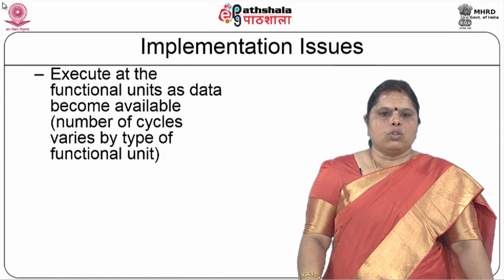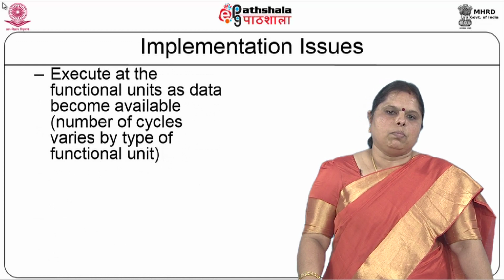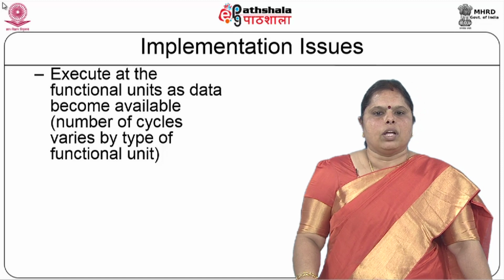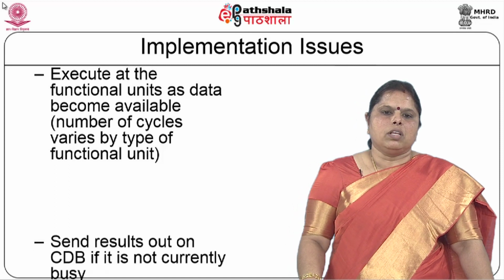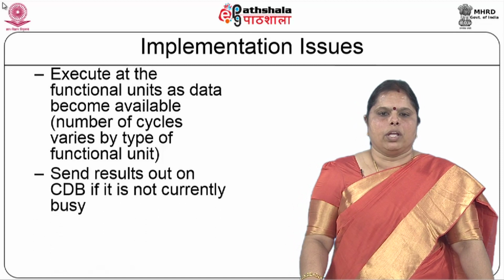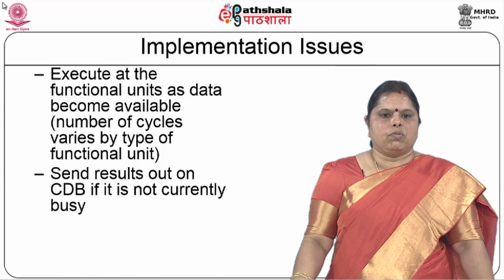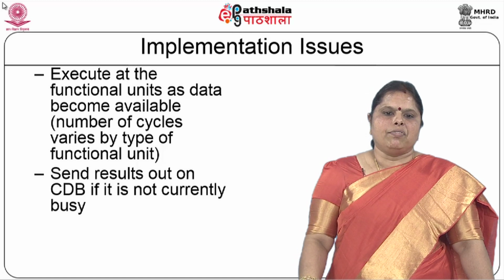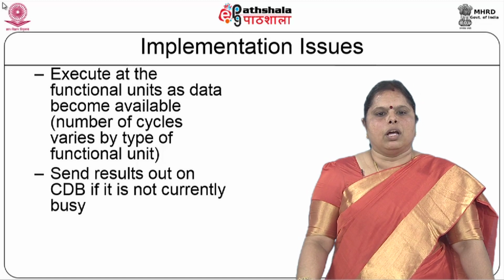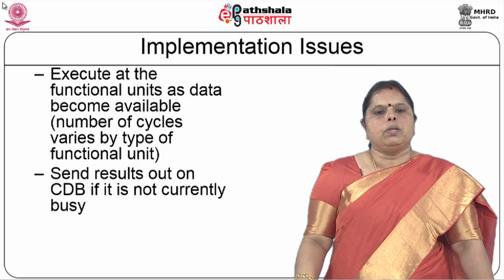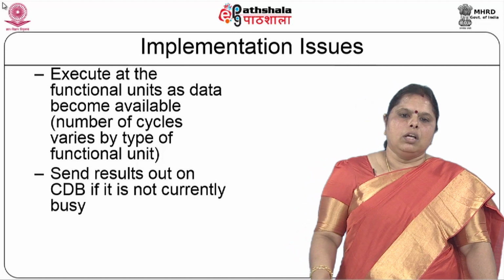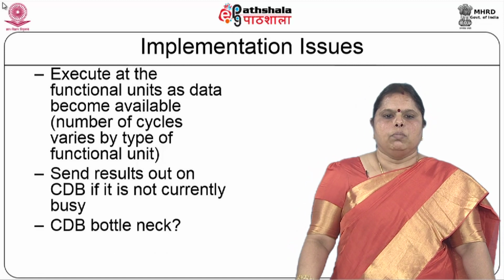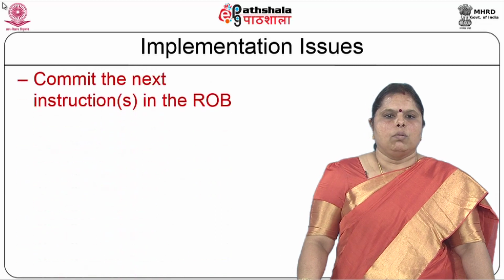Now, execution is not too much of a problem, because you can look at multiple execution units. You will have to execute at the functional units as data becomes available, and that obviously depends on the type of instruction. An instruction may finish fast, or it may have a longer latency and take a number of clock cycles to finish. Once they finish, you will have to send the result on the CDB. Because multiple instructions are executing, they may finish out of order, or in the same clock cycle, so you may have to have multiple CDBs if you do not want the CDB becoming a bottleneck.